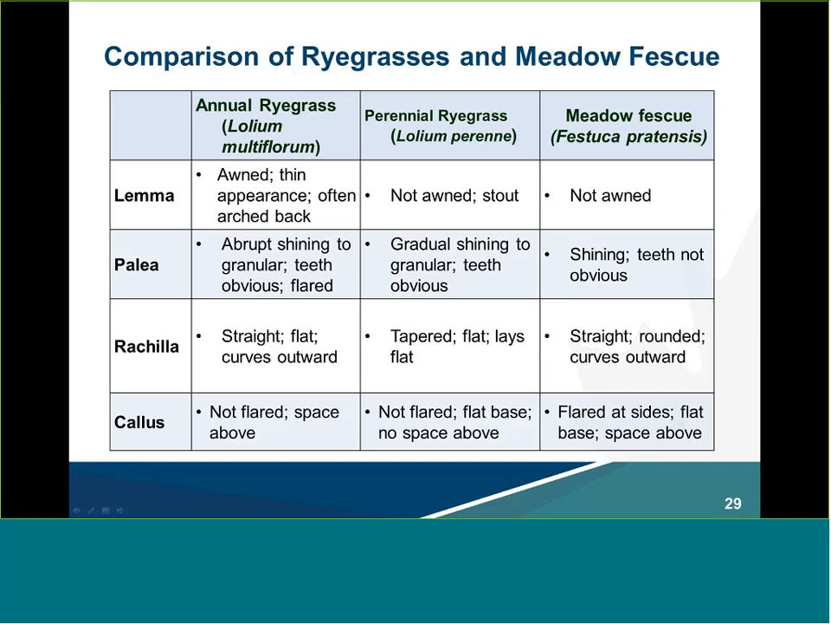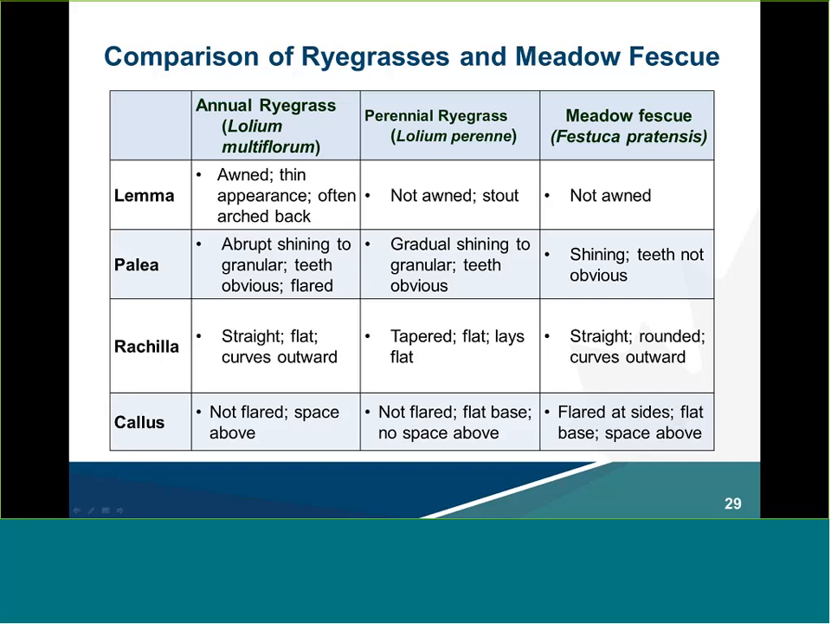In perennial ryegrass, it tends to have a gradual shining at the top, smooth to granular towards the base, and the teeth, again, are obvious. Meadow fescue, it's shining all the way through, no sandpapery texture on your Poaceae, and the teeth are not obvious. So if you had a microscope, you could tell ryegrass from meadow fescue, but there's easier ways.